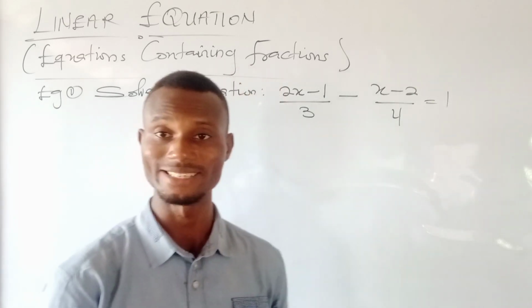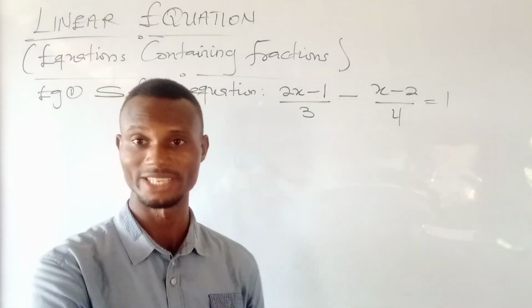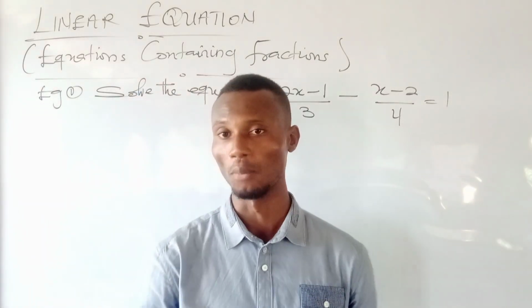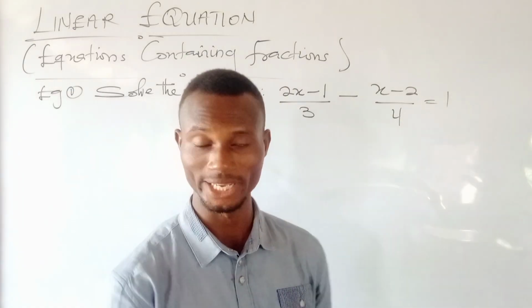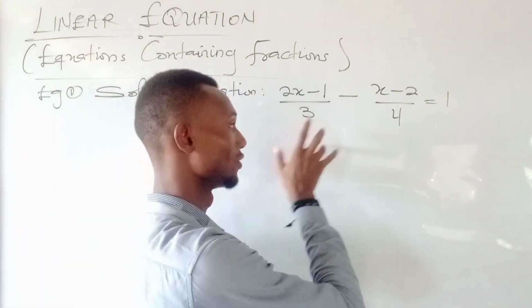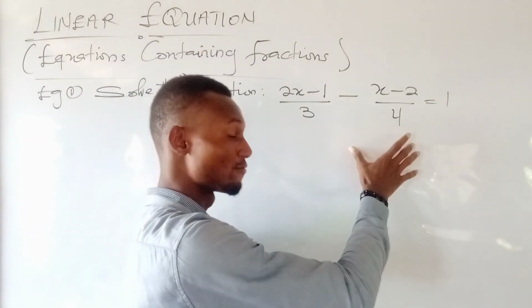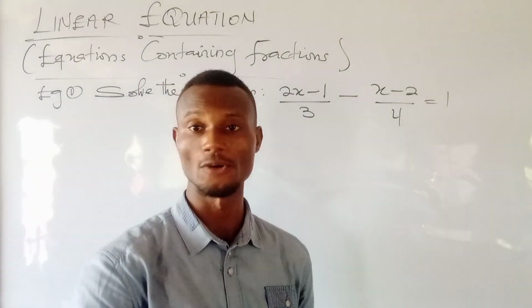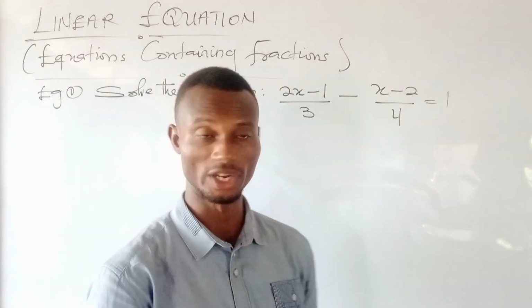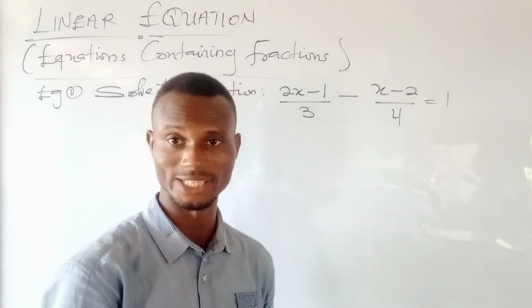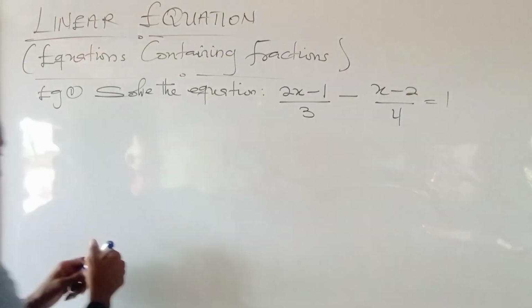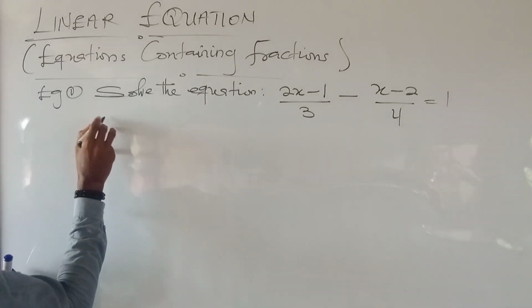As I said, we have an equation that contains fractions and we want to solve it, and the first thing to do is to multiply through by the LCM. How to find the LCM is to use the denominators. The denominators we have here are 3 and 4, so we find the LCM for 3 and 4 and multiply the equation through by the LCM. Let's go ahead and do that. Let me write my solution on the board and let's do it together.